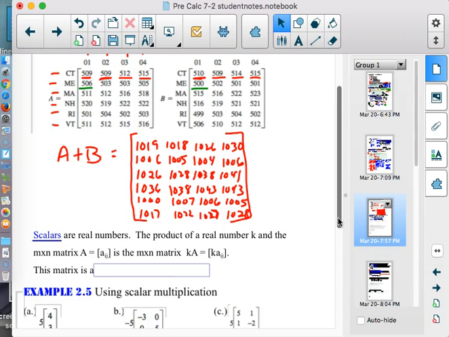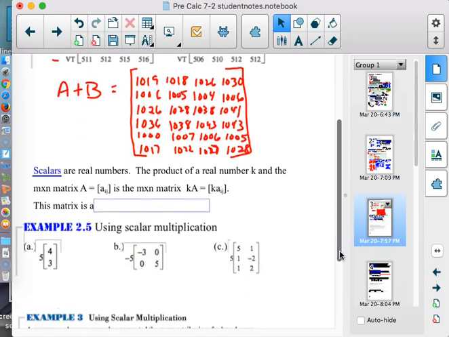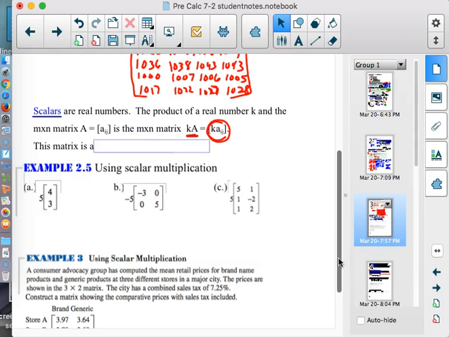So the product of a real number k, which is going to be our scalar, and an m by n matrix, which again we see our entries as the ith row and the jth column, is the m by n matrix that you get when you multiply by that scalar. So all you do is take each of your entries and multiply them by the scalar. So each and every entry that you have gets multiplied by that scalar. And that matrix is called a scalar multiple of A. So you just take every single entry and you multiply it by the scalar.